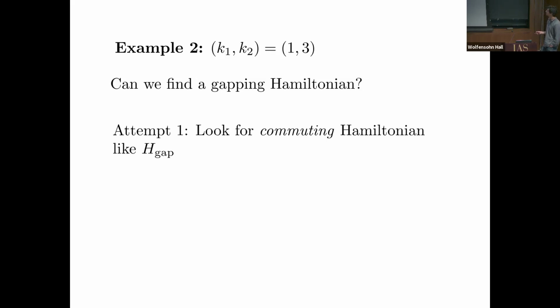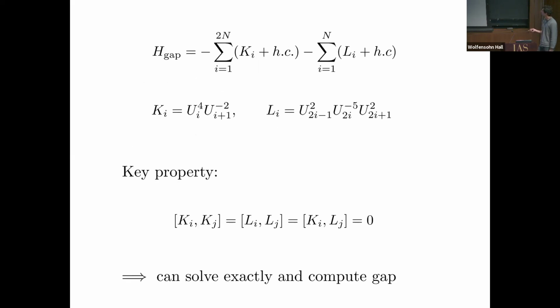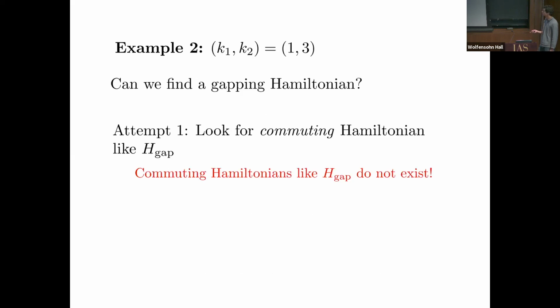The first thing you could try to do is look for a commuting Hamiltonian, like this H-gap Hamiltonian, which is, by commuting, a sum of terms that each commute. If you look for a Hamiltonian composed of sums of monomials in the U's, where the monomials commute with each other, you find they don't exist. There's no monomial type Hamiltonian where they all commute in the 1-3 case. Those monomial terms don't commute with themselves when they're translated in space. So there's no way to build a translationally invariant commuting Hamiltonian like the one I wrote before for 1-3. Of course, this doesn't prove that one can't gap it by some more complicated Hamiltonian.